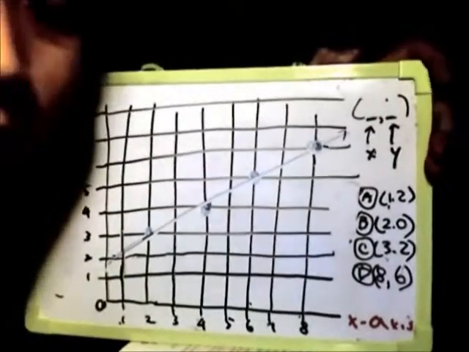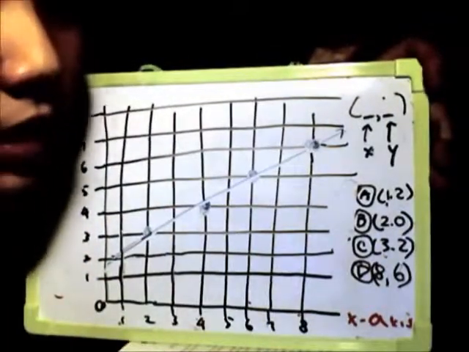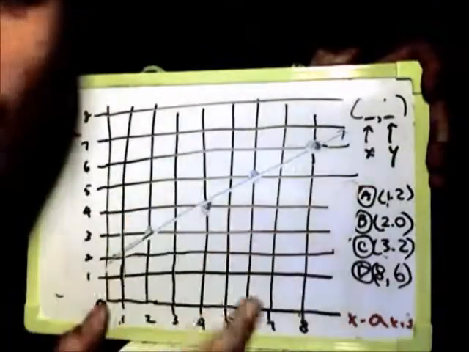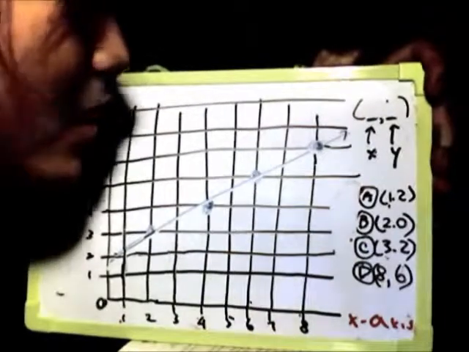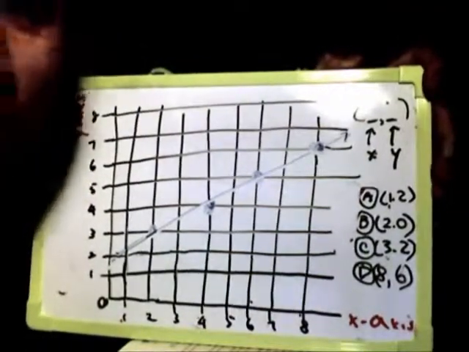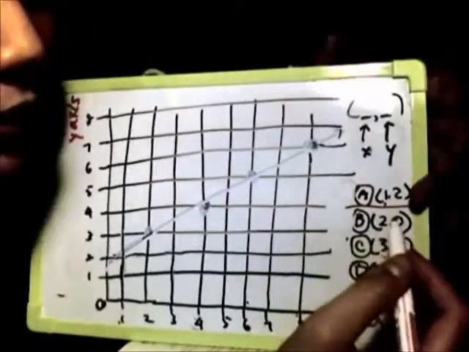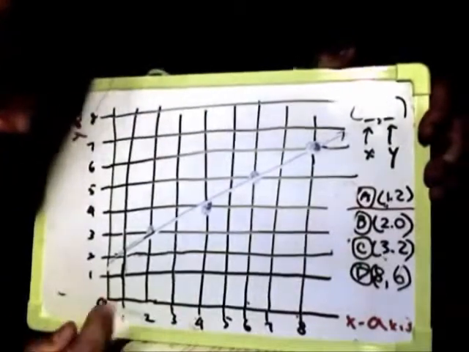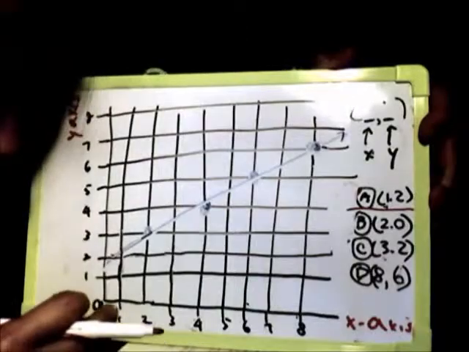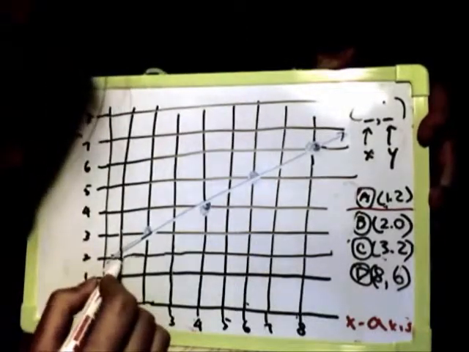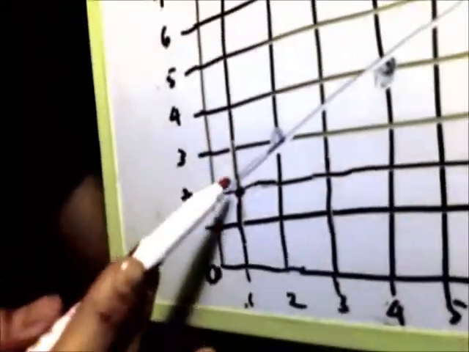Okay, now let's look at your problem. Your problem says, here's a line. You have a line on this graph. Which one of these points is on the graph? That's the question. So what we're going to do is find out where these points are. You find the point 1, 2. The first number is 1, so you find 1 on the x here. And then you find 2 on the y, and you go up, up, up. Oh, here's 2. It's right here. But if you look closely, it's not on the line.